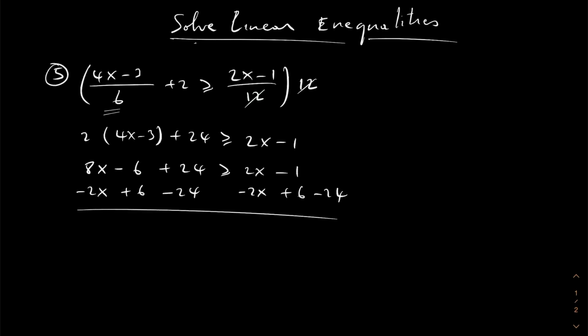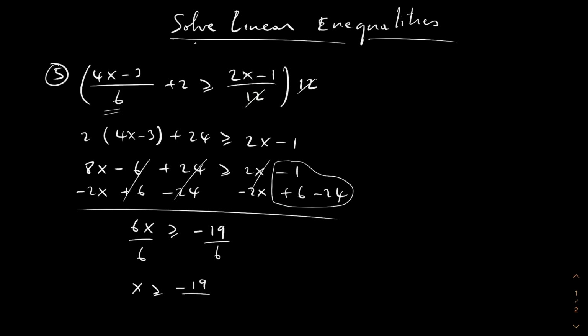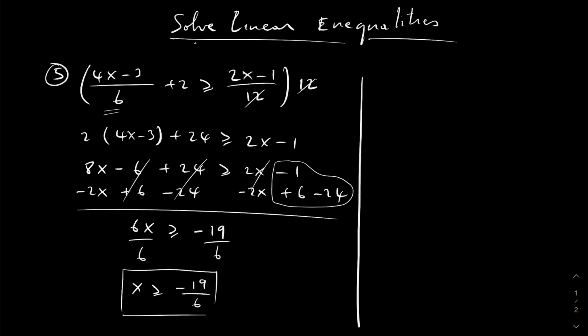With that, we're going to have 8x minus 2x giving us 6x. Negative 6 and 6 cancel. 24 and negative 24 cancel. That will give us 2x and negative 2x on the other side canceling. And so finally, negative 1 plus 6x minus 24 will give us negative 19. So the last thing we need to do here is divide both sides by 6. And so we're going to get x bigger than or equal to negative 19 over 6. And you are done.